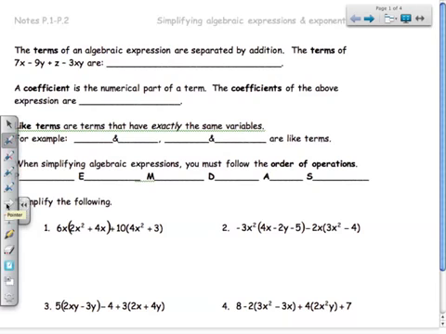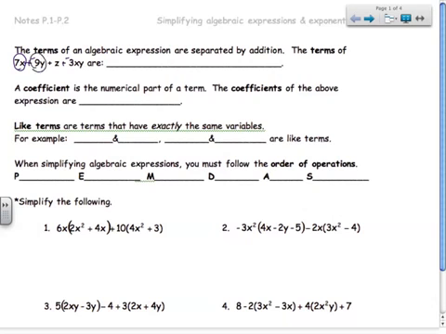The first thing it talks about here is algebraic expressions. The terms of an algebraic expression are separated by addition. Some people say by addition or subtraction. Some say just by addition, since we know from studying integers that we can change subtraction to plus the opposite. So if we do that in this algebraic expression, you can see now that all of our terms are separated by addition. In this case, we have four terms.